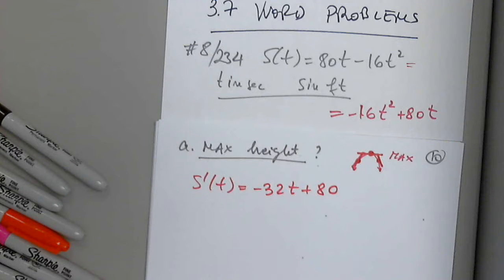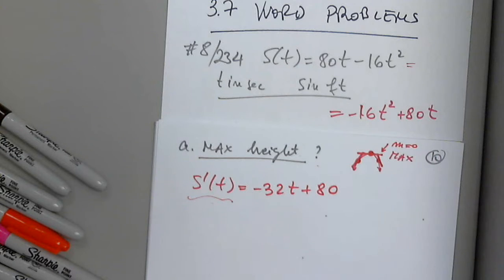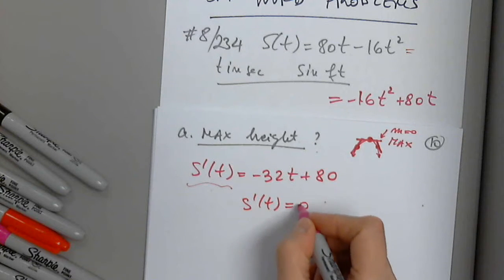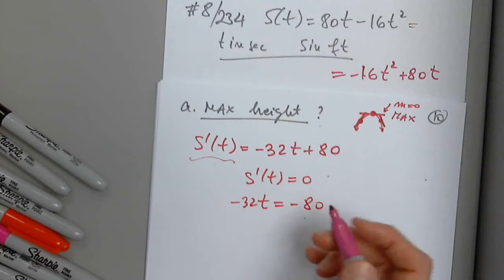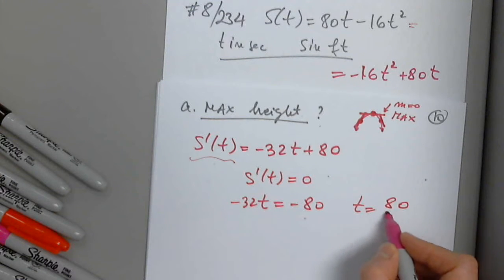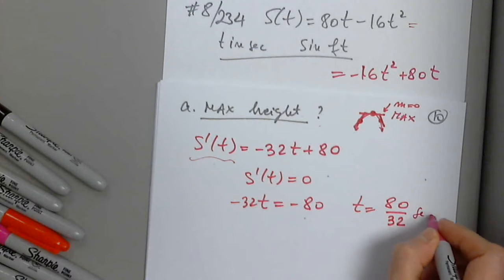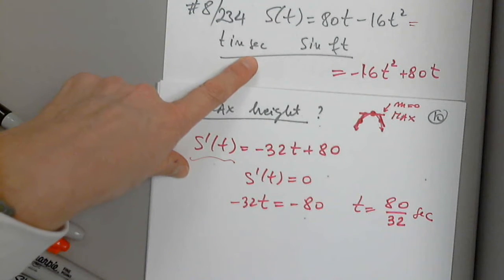And what do I do with it? Because this is the function that will give us the slope everywhere, including at that point. But I know that the slope at the peak must be 0 or maximum. So all I have to do is write s prime of t equals 0. Negative 32t equals negative 80, of course. So t equals 80 over 32, and I have to simplify. And this is in seconds, because t is measured in seconds.